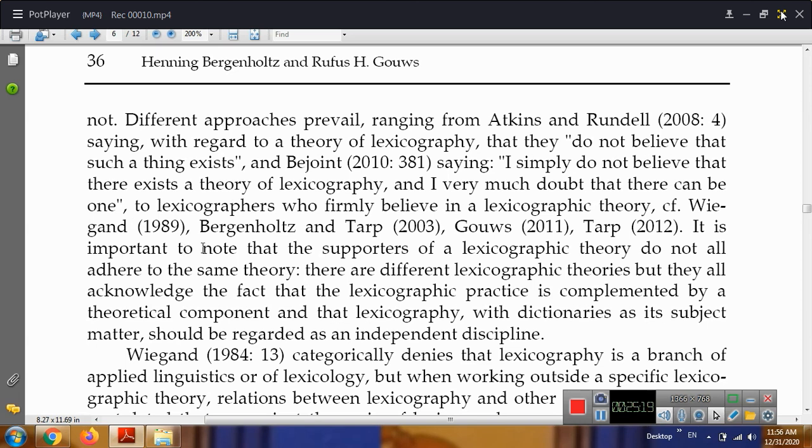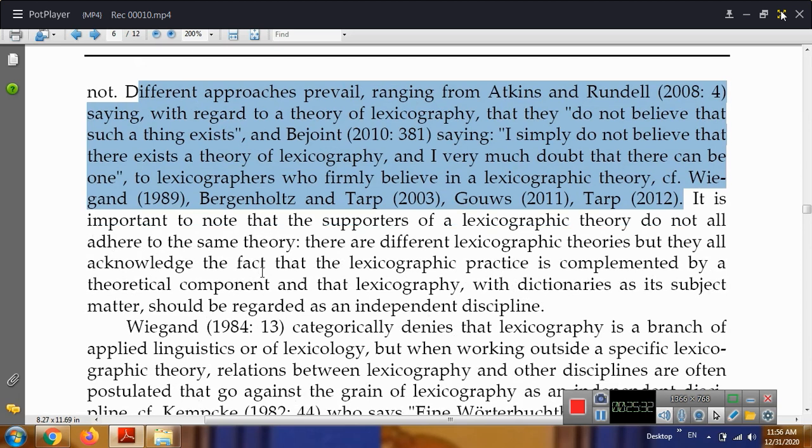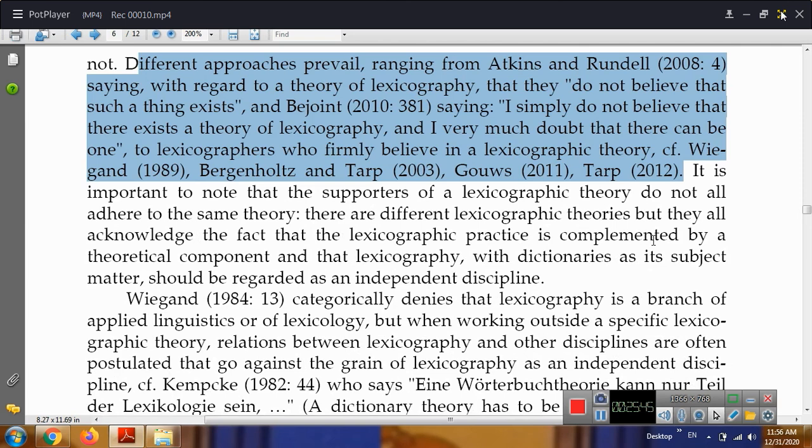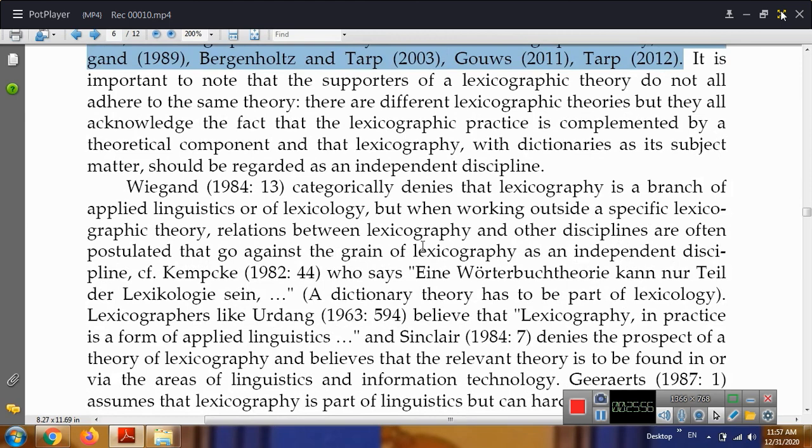Two lexicographers who firmly believe in lexicographic theory, Wiegand in 1989 and others, refer to such points. It is important to note that the supporters of lexicographic theory do not all adhere to the same theory. There are different lexicographic theories, but they all acknowledge the fact that lexicographic practice is complemented by a theoretical component, and that lexicography, with dictionaries as its subject matter, should be regarded as an independent discipline.